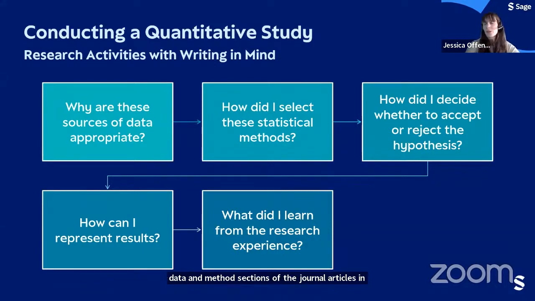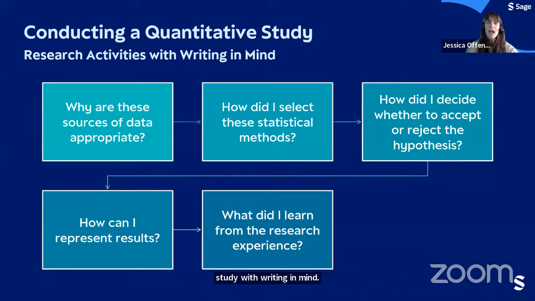This is absolutely crucial, making sure that your methods section is clearly outlined and clearly describing all of this that we're talking about today. That's one of the biggest reasons for rejection that we see editors say. And so that's why we're talking about planning this study with writing in mind.